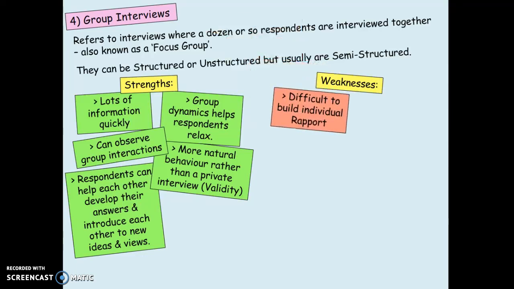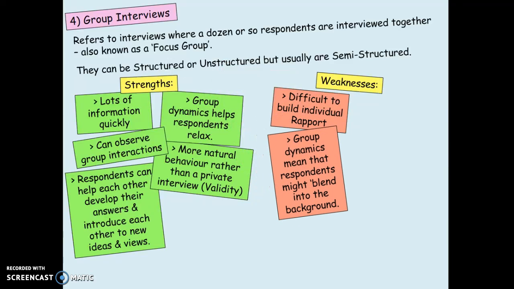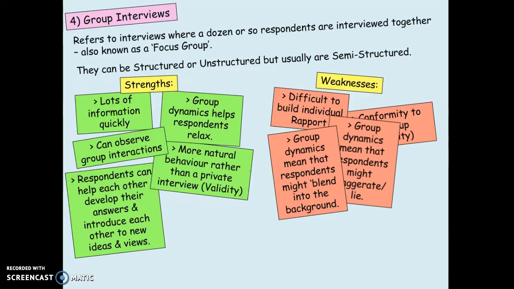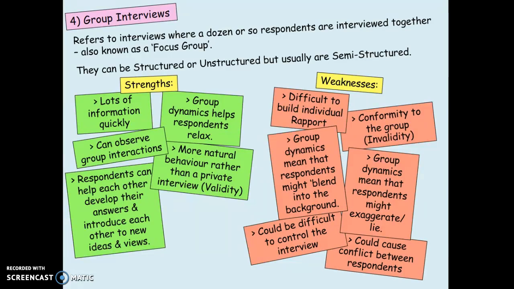Weaknesses: difficult to build individual rapport. Group dynamics means the respondents might blend into the background. Conformity to the group. Group dynamics means respondents might exaggerate or lie. Could be difficult to control the interview. Could cause conflict between respondents.